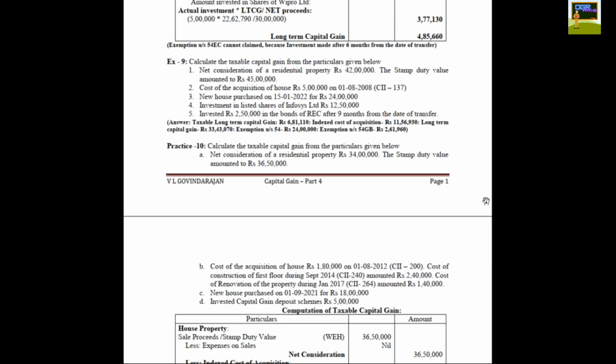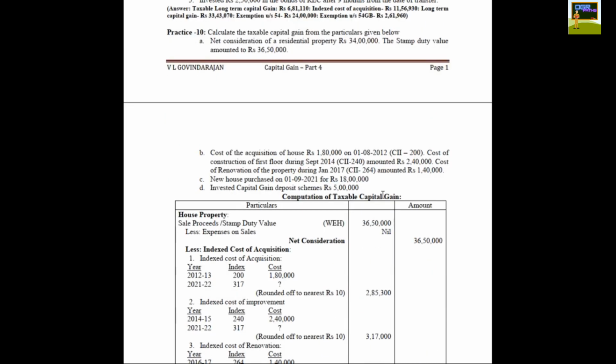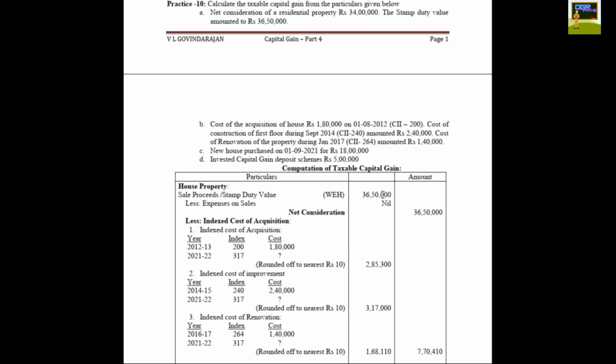Net consideration for the house property 34 lakhs, stamp duty value 36 lakh 50,000. In this problem also, stamp duty value is within 110% of the sale proceeds. So we can consider sale proceeds or stamp duty value, whichever is higher, as the net consideration. Cost of acquisition of the house 1,80,000 on 1/8/2012.